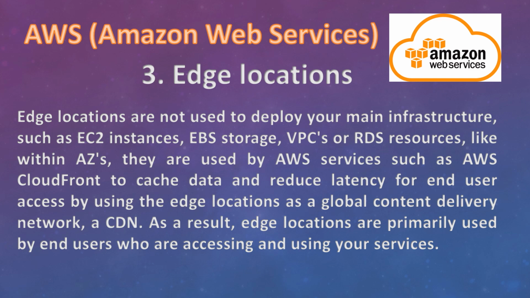Edge locations are not used to deploy your main infrastructure, such as EC2 instances, EBS storage, VPCs or RDS resources, like within AZs. They are used by AWS services such as AWS CloudFront to cache data and reduce latency for end-user access by using the edge locations as a global content delivery network, a CDN. As a result, edge locations are primarily used by end users who are accessing and using your services.